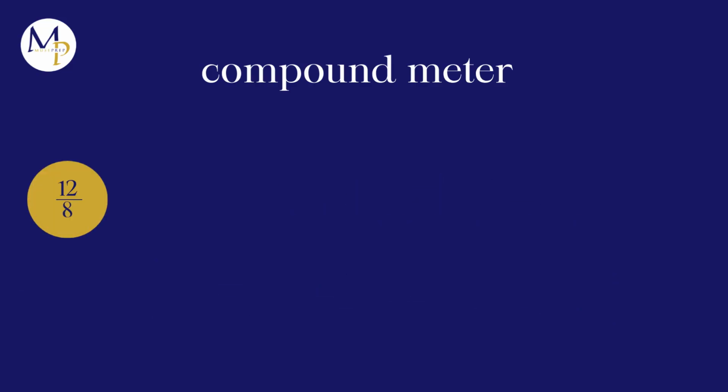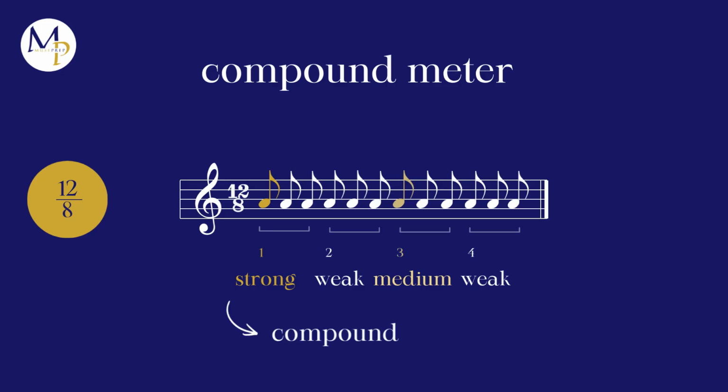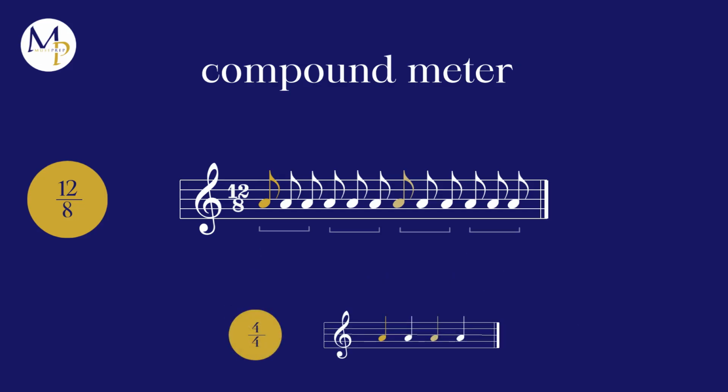In 12/8 time, there are twelve eighth notes in each measure grouped into four beats. The first beat is strong, the third beat has a secondary accent, and the others are weaker. Since there are four beats and each beat divides into three, this is called compound quadruple meter. It feels similar to 4/4 time, but with a continuous triplet subdivision.